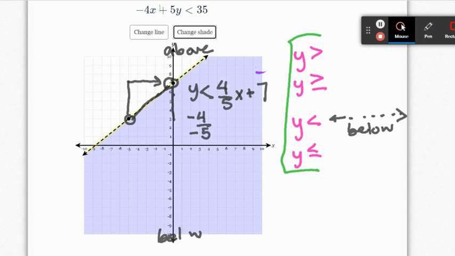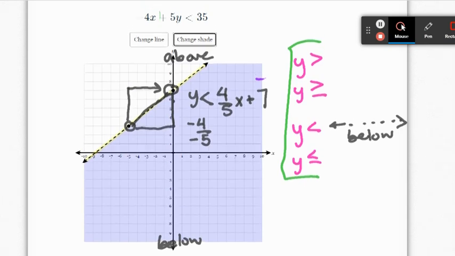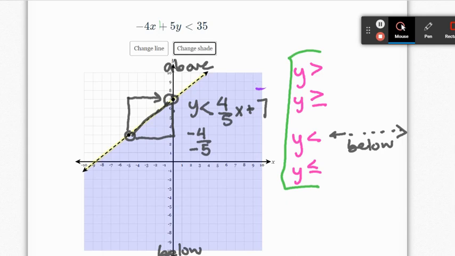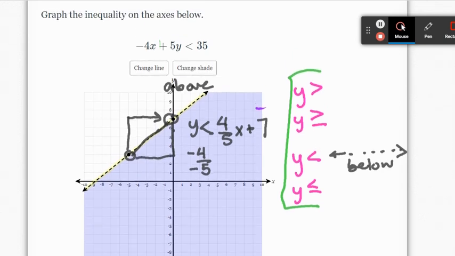Now this is done correctly. I have shaded below with a dashed line. That is the correct solution set, shaded. Every coordinate in here, the coordinate 0, 0, 6, 0, 6, -6, all of these coordinates work as solutions to this inequality statement above. Let's do another one.